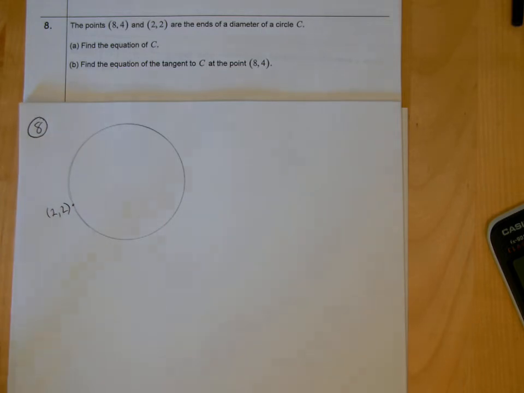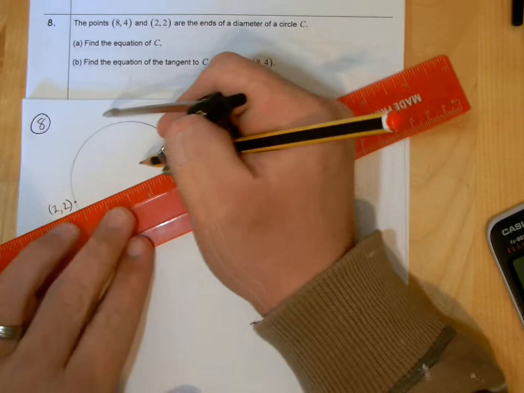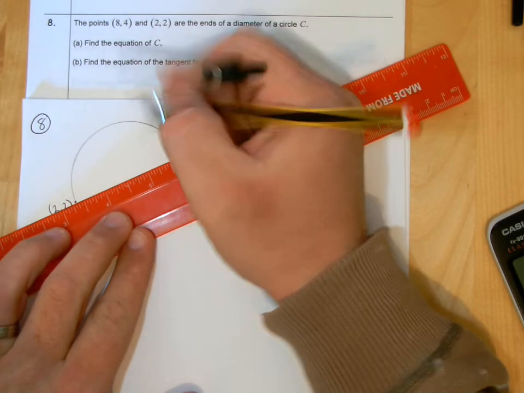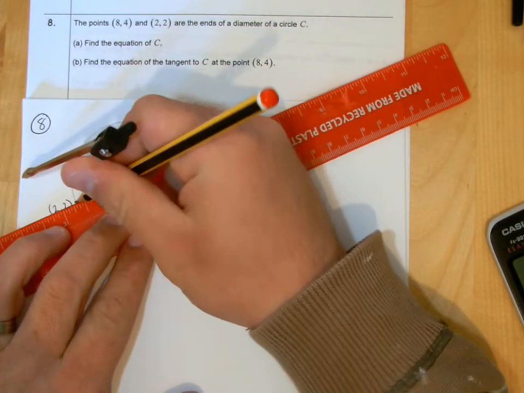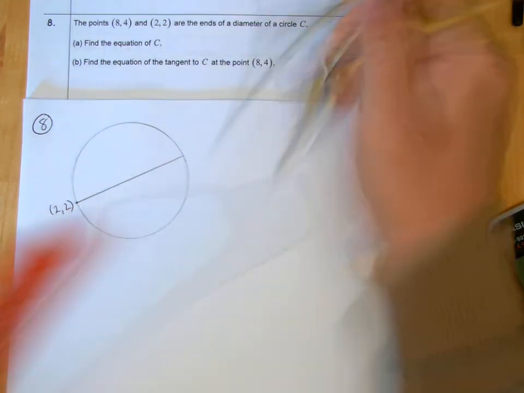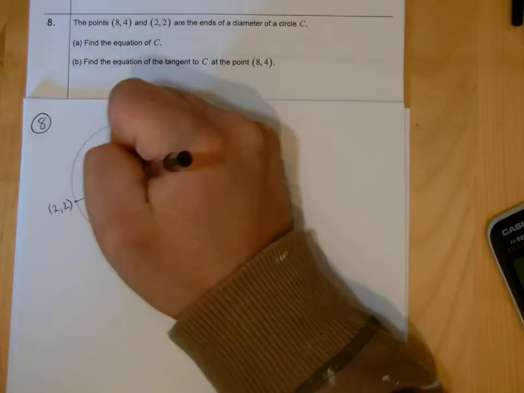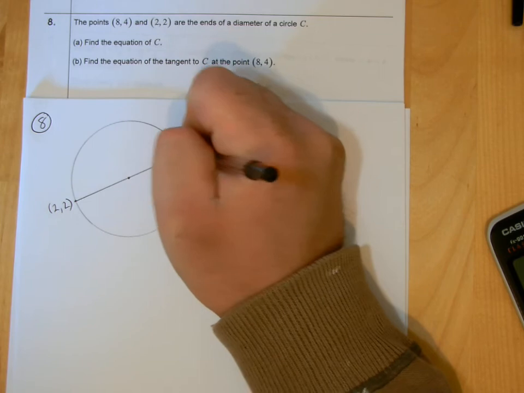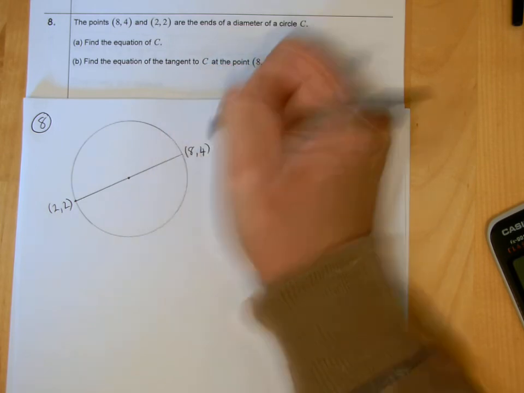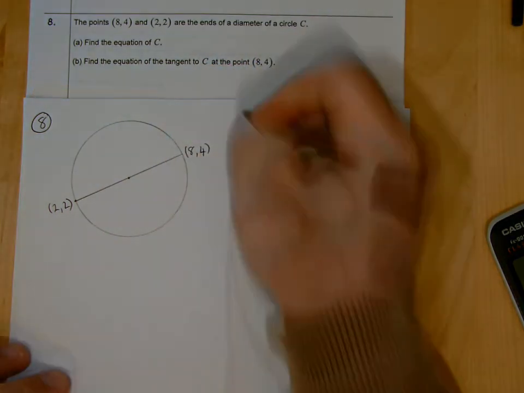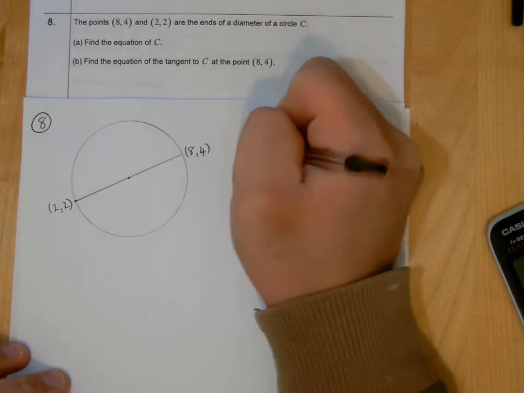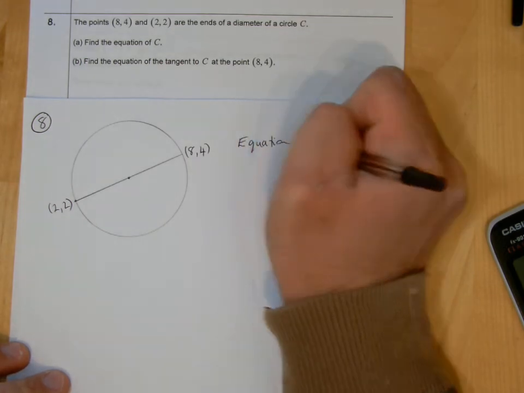Remember, a diameter goes all the way across the circle and through the center. So it goes through the center, through my pin where I put the pin, and it takes me to the other end of the diameter, which would be the point (8, 4). So part A asks for the equation of the circle.